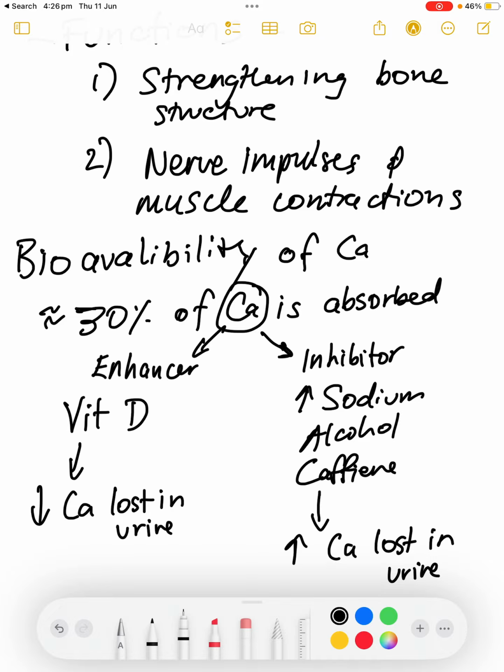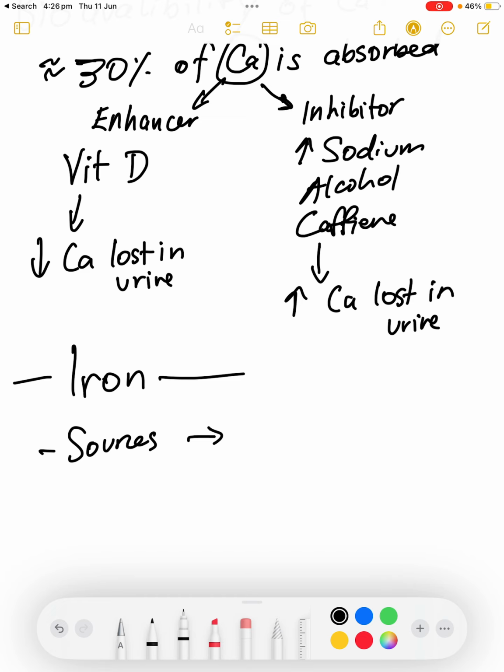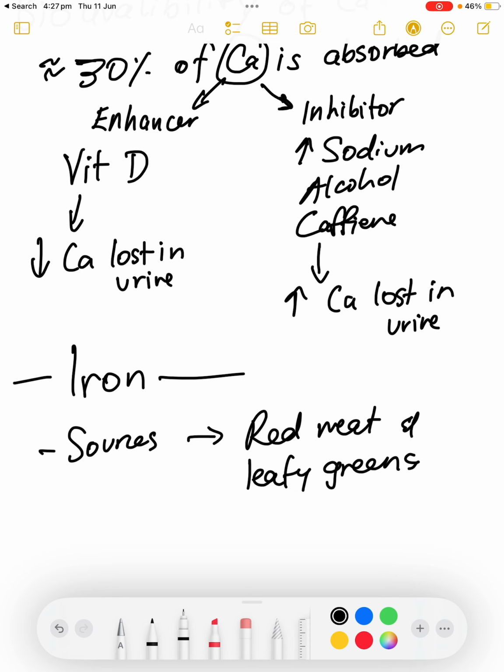All right. The next one we'll look at is iron. What are your sources of iron in the diet? So your sources are red meat and leafy greens. Red meat would be your heme source of iron. Leafy greens would be your non-heme source of iron as well.